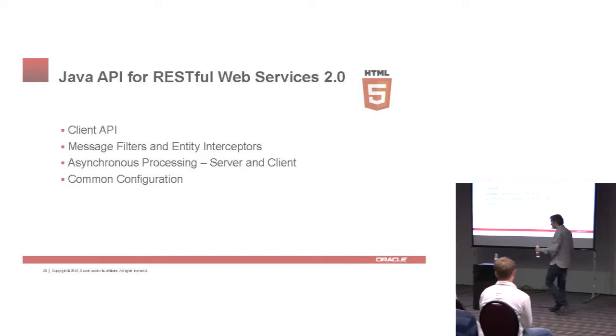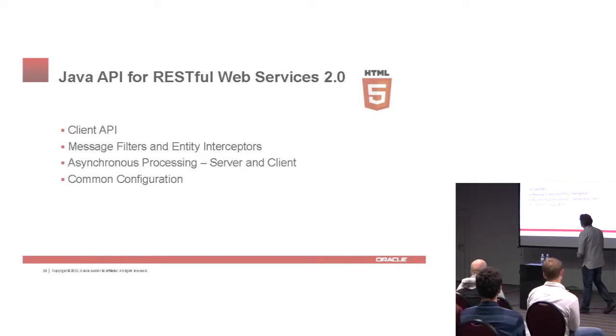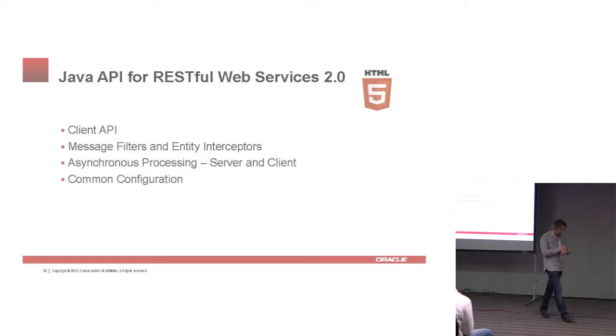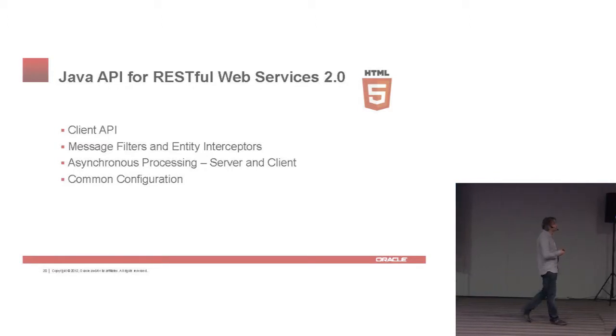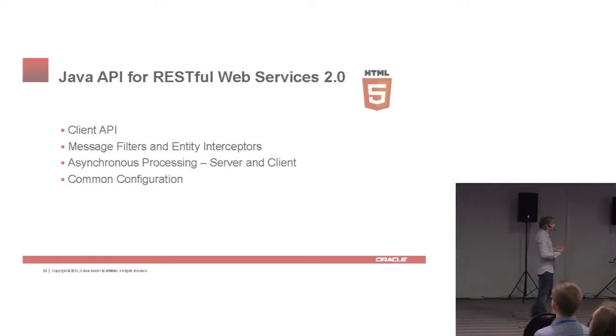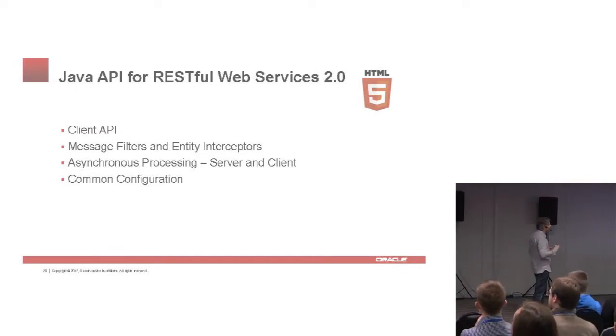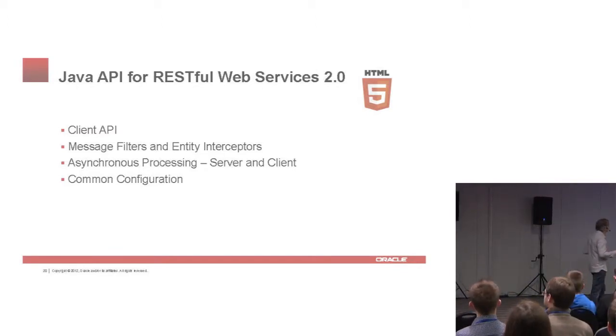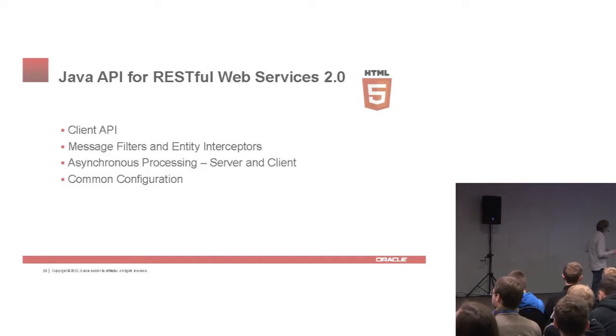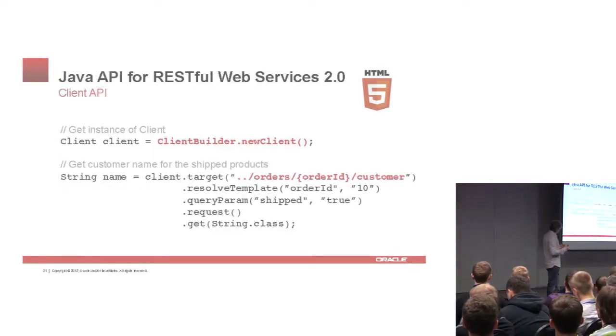Another API which is important when it comes to HTML5 is RESTful Web Services, JAX-RS. JAX-RS 2 has been greatly revamped. We have added a lot of capabilities. I clearly don't have the time to cover all the new features, so I will just spend a few minutes on one of them.